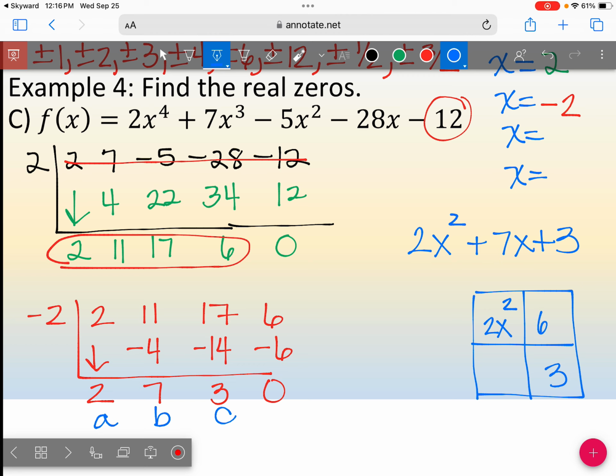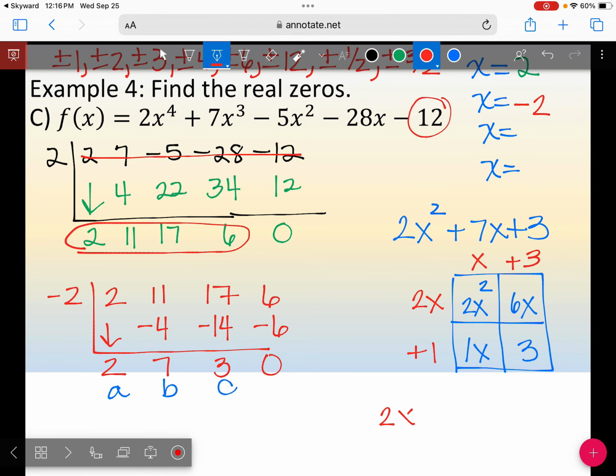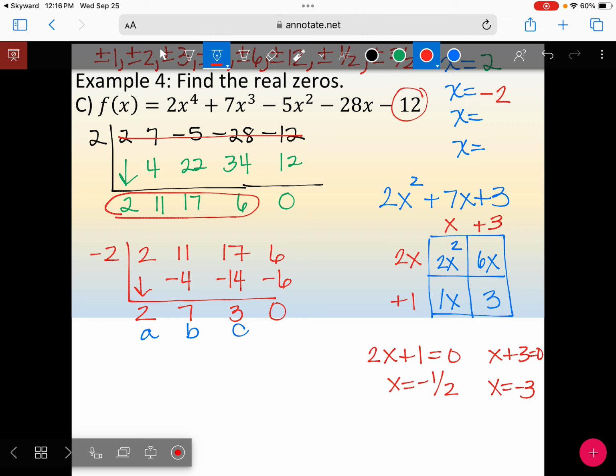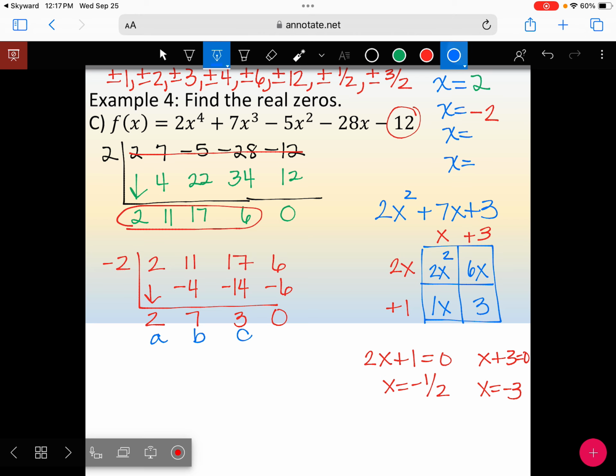6 and 1. And when you solve both of those, set them both equal to 0. I know I'm running out of space. You get -1/2 and -3. So our 4 answers are +2, -2, -1/2, and -3.